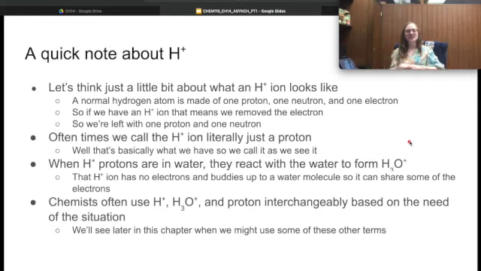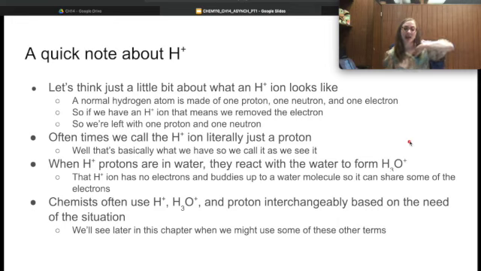So oftentimes we call the H plus ion literally just a proton. If I'm talking about a proton, I mean the H plus ion. All we're doing is calling it as we see it. That's what it is, a proton. So if I'm talking about the H plus ion, I may call it a proton. If I'm talking about a proton, really likely here when we're talking about acids and bases, I'm talking about that H plus ion.